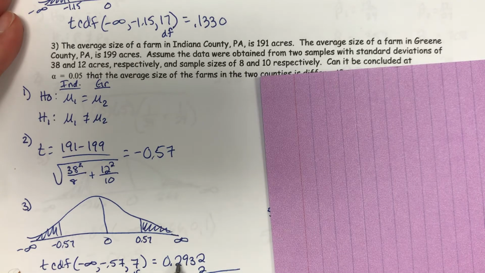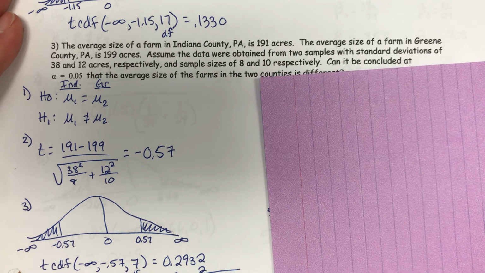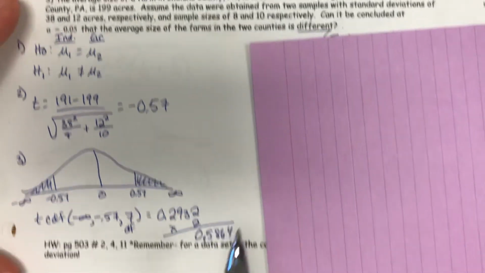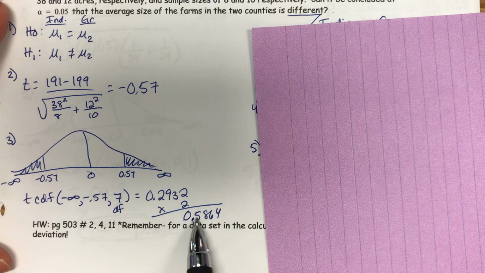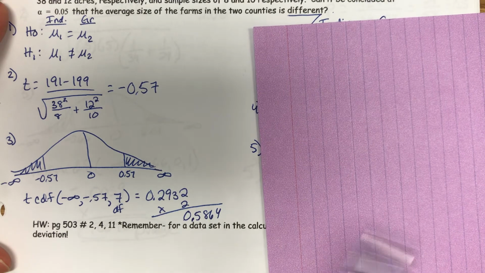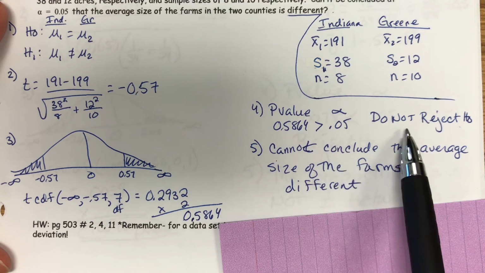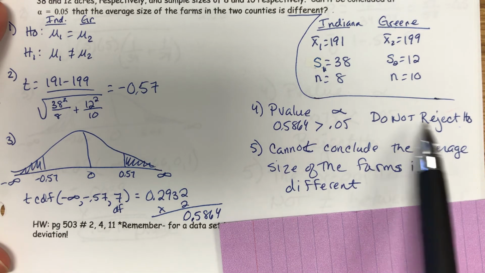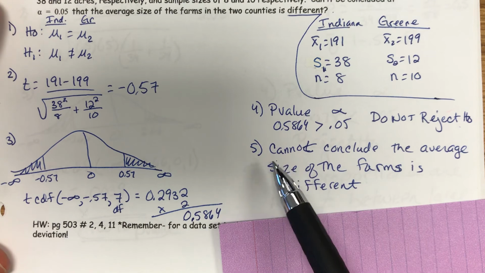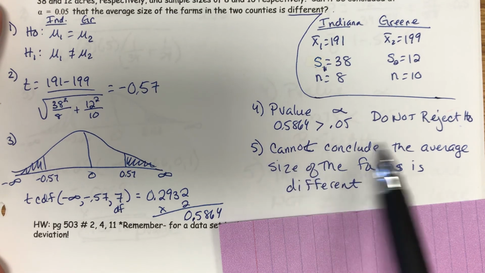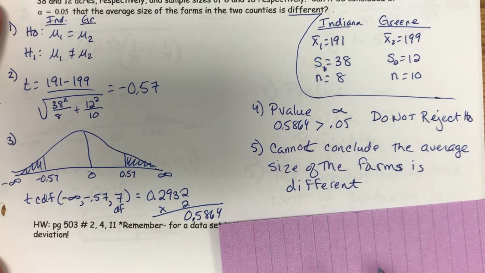So we're going to have tcdf negative infinity and negative 0.57. We get this, double it, so 0.5864. Oops, I'm sorry, I'm off the screen. 0.5864 is your p-value, which is absolutely greater than alpha. So we're going to get do not reject the null, which means we don't have enough evidence or we cannot conclude that the average size of the farms are different.